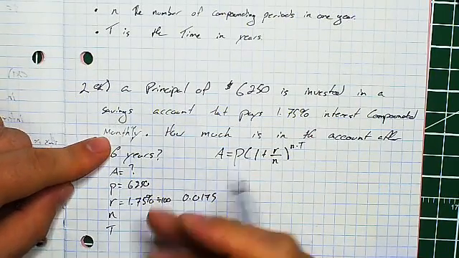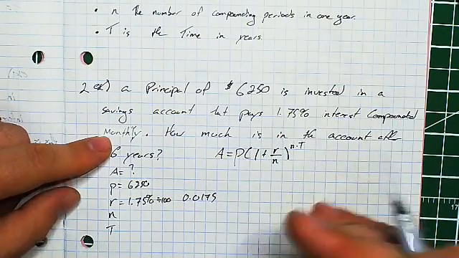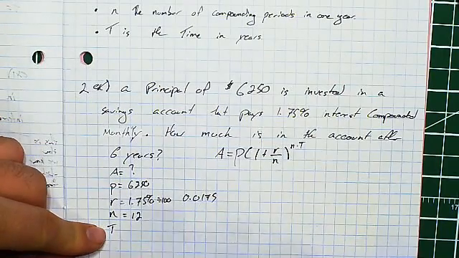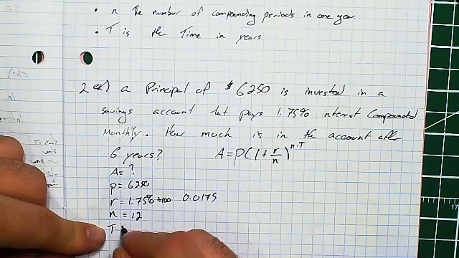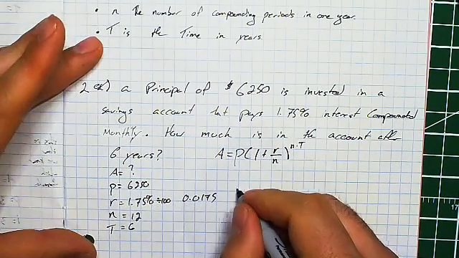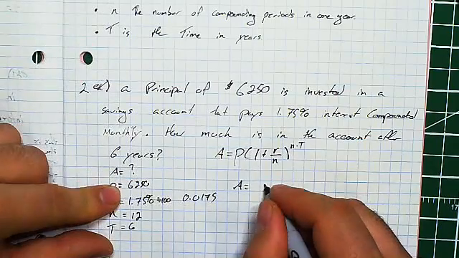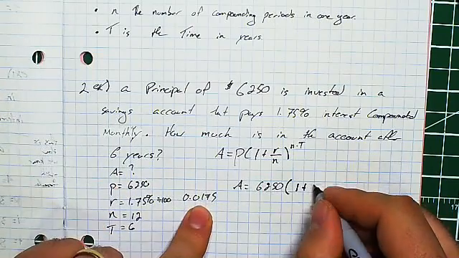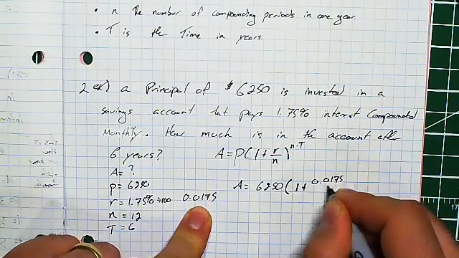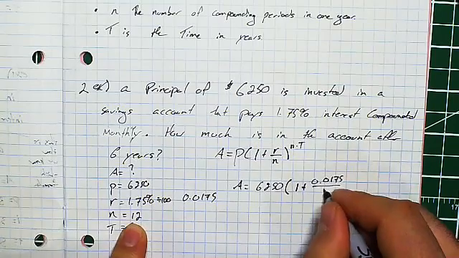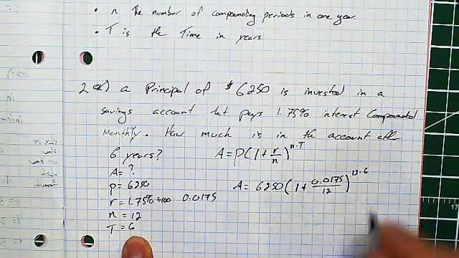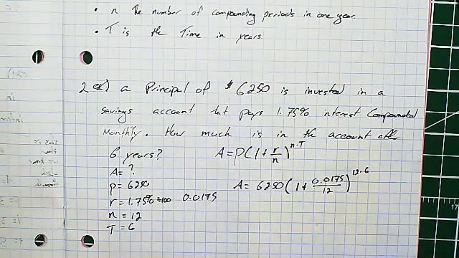N is the number of compounding periods. So if it's compounded monthly, basically for every month in that year, it's going to compound. So really that is 12, or 12 occurrences per year. And our time is still in years, so we're dealing with 6 years. When we fill this in, A equals 6,250 times (1 plus your rate, which is 0.0175, divided by 12) to the power of 12 times 6.